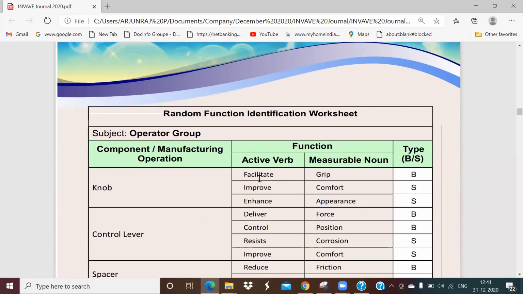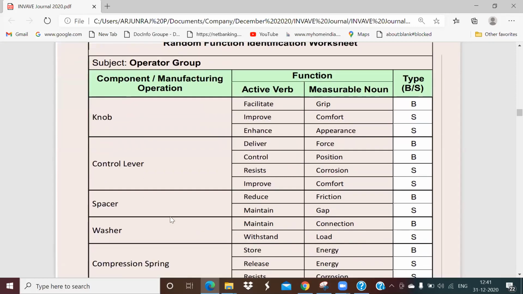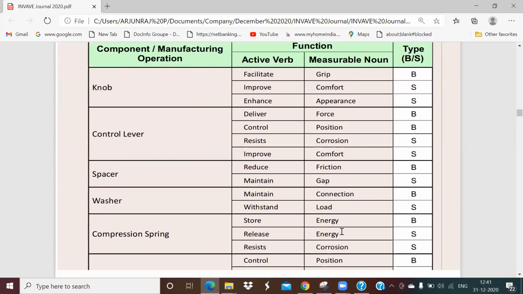We have the knob. The basic function of a knob is to facilitate a grip. The lever is to deliver force and also control position. The spacer, you need to use the spacer to reduce friction. Washer is there to maintain connection.